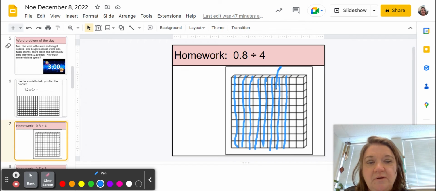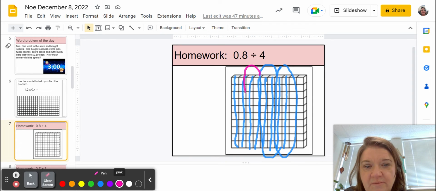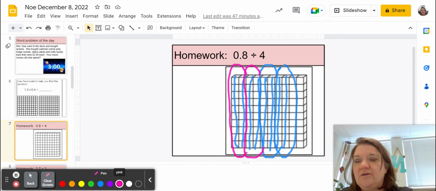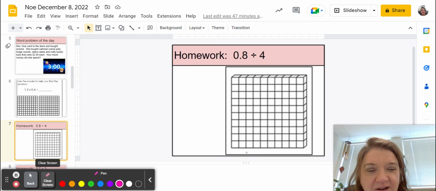So I've got one group, right? I've got another group. I've got another group. And I've got another group. And I know it's really hard to see, but in each group, I've got 2/10.